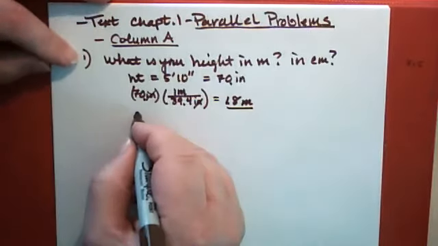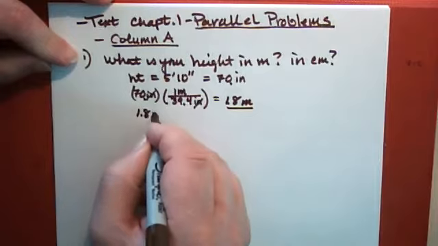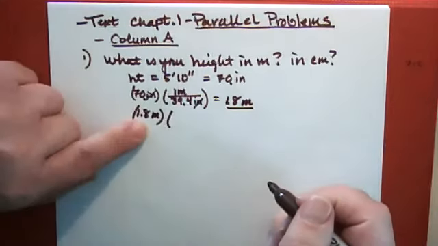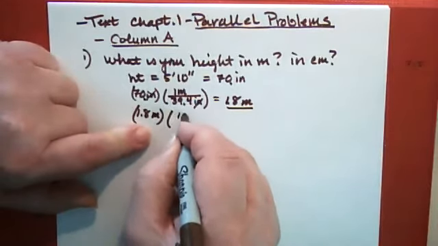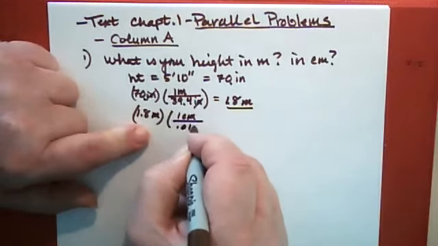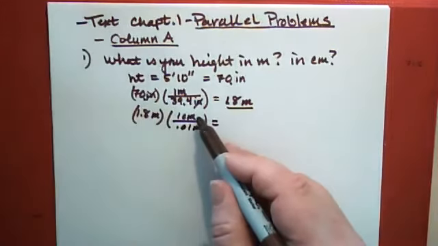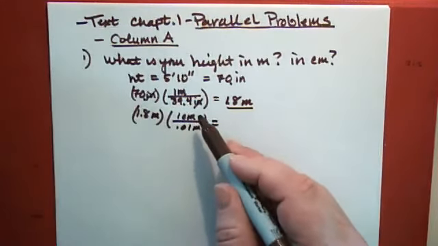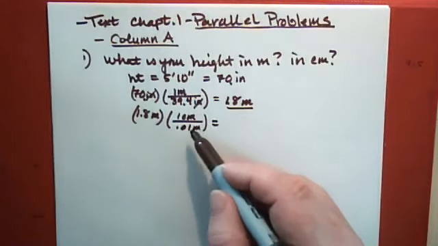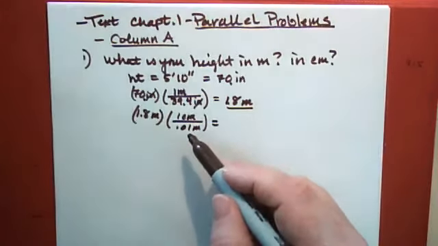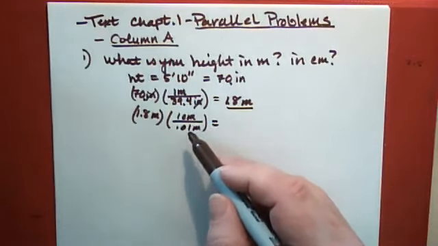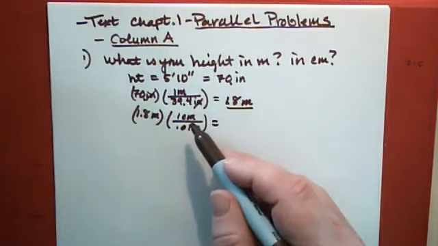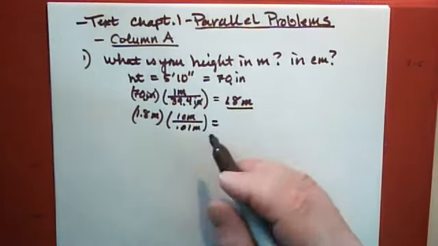If we want that in centimeters, we know that it's 1.8 meters. And there's 1 centimeter for every 0.01 meters. Basically centi means 1/100th of a unit. So 1 centimeter is 1/100th of a meter, which in decimal form you can normally write as 0.01. You can also write this as 100 centimeters per 1 meter, and both of those would work out equally because 100 divided by 1 is the same as 1 divided by 0.01.